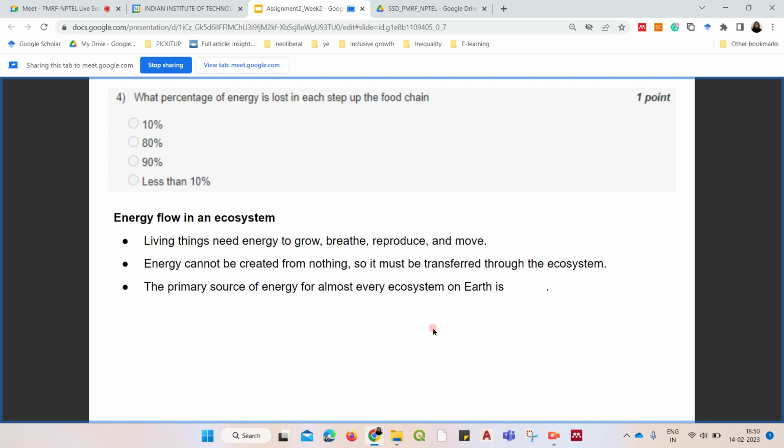We all know that all living things need energy to do basic functions like to grow, breathe, reproduce, move, and several other things. But we also know that energy cannot be created from nothing. So it must be transferred through the ecosystem, from one thing to another. Because all living beings need energy to perform their basic functions, the energy has to come from somewhere.